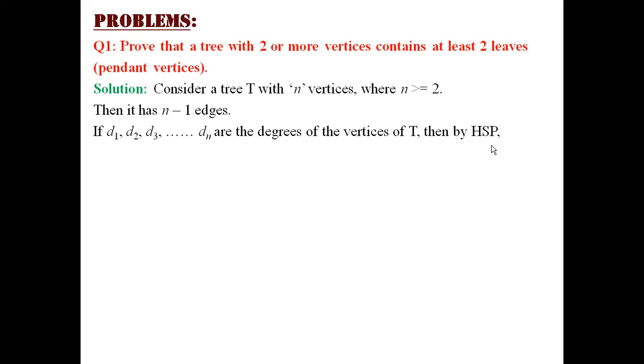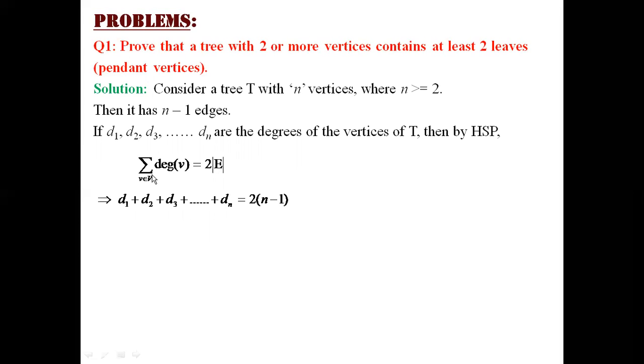Then by the handshaking property, the sum of the degrees of the vertices is equal to twice the number of edges. So we assume the degree of every vertex as D1, D2, D3, etc. up to Dn because there are n vertices. We apply the handshaking property, which says the summation of degree of V, that is, the sum of the degrees of all the vertices, is equal to 2 into cardinality of E.